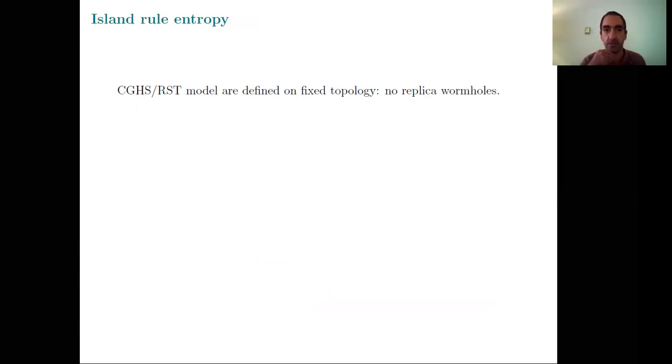So let's return to the island rule entropy, which is what we want to employ. And the reason why a priori you wouldn't use the island rule entropy is that this model, as I said, is defined on a fixed topology. That was never made infinitely clear because of the singularities and things like that. But if it's defined on a fixed topology, it's natural to expect that in the gravitational path integral, you should not include replica wormholes. If you don't include replica wormholes, it's hard to see why you would have an island rule as a way to compute the entropy.